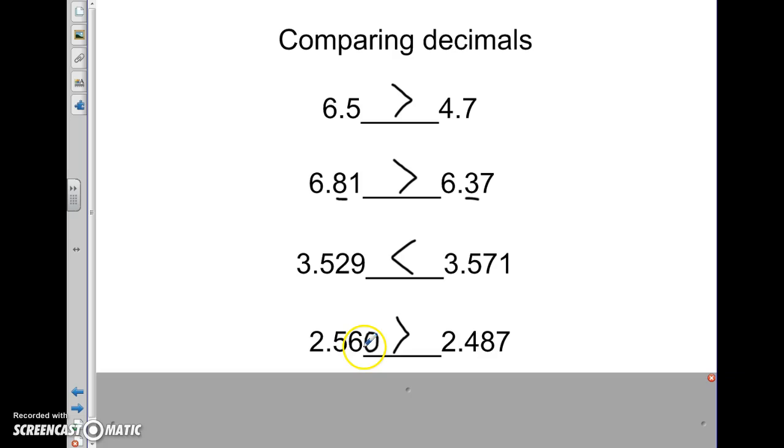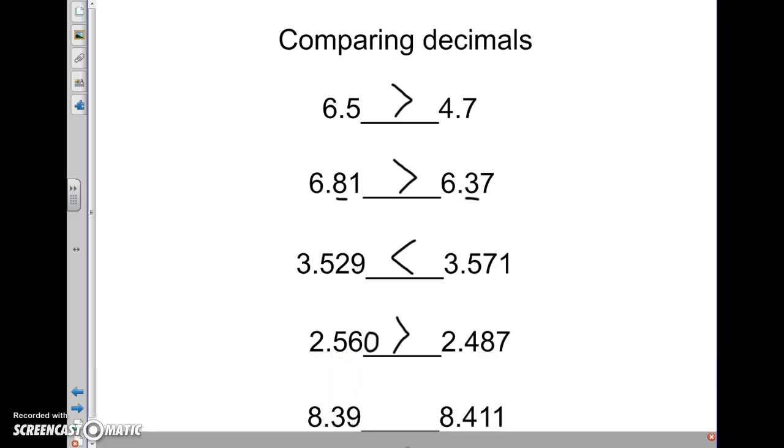2.560 has the same value as 2.56. 2 and 56/100ths is the same value as 2 and 560 thousandths. So we're just going to start with the largest place value when we're comparing numbers, and then if they're the same, we look at the next one over to the right. Whichever one's bigger in that one, that is the larger number.